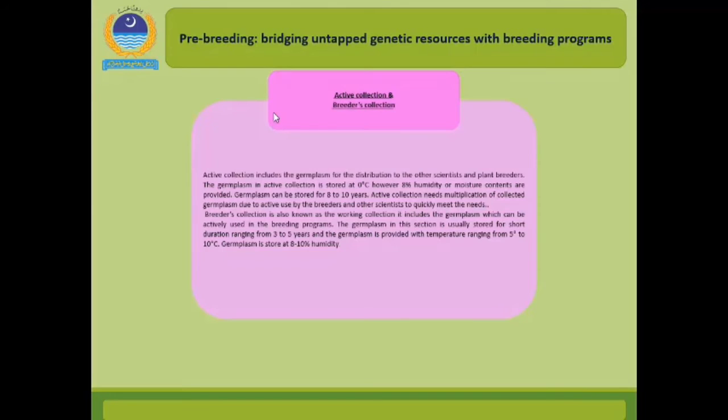Active collection and breeders collection. Active collection includes the germplasm which is actively distributed to scientists, with 0 degree centigrade temperature and 8% humidity, and it can be stored for 8 to 10 years. And breeding collection or working collection includes the germplasm which is actively used in the breeding program, and is provided with a temperature which ranges between 5 to 10 degrees, and the relative humidity is 8 to 10%.